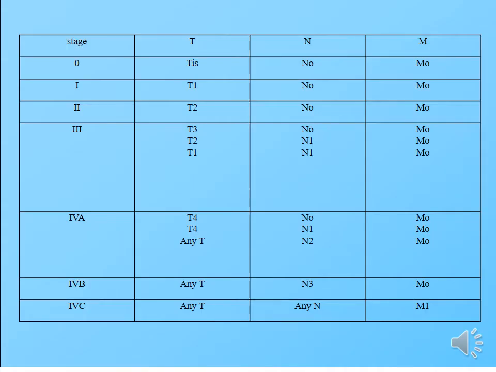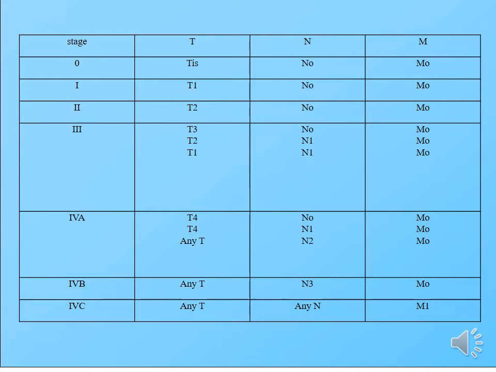This table shows the stage and the T size of the tumor, N lymph node metastasis, and M distant metastasis. We have four stages. Stage 0, we have Tis carcinoma in situ, and we have no lymph node metastasis and distant metastasis. Stage 1, we have T1, meaning the diameter of the tumor is not more than 2 cm. And again, we have no lymph node metastasis and distant metastasis.